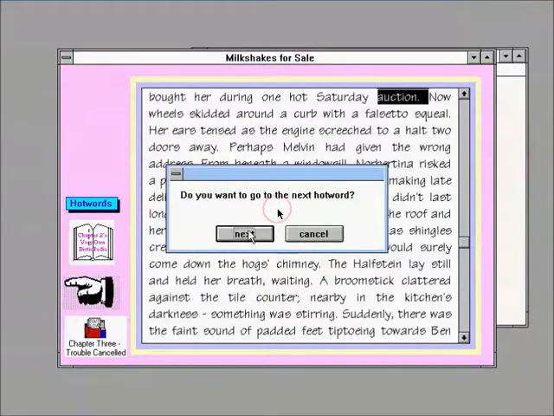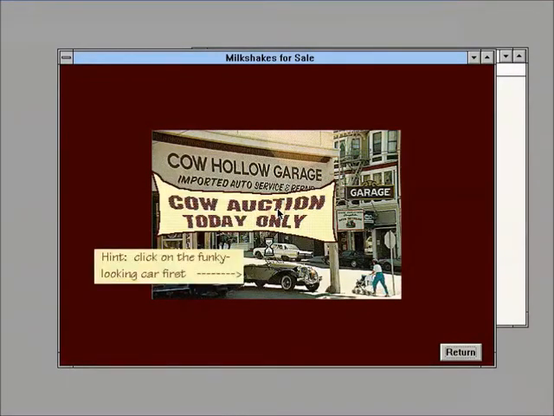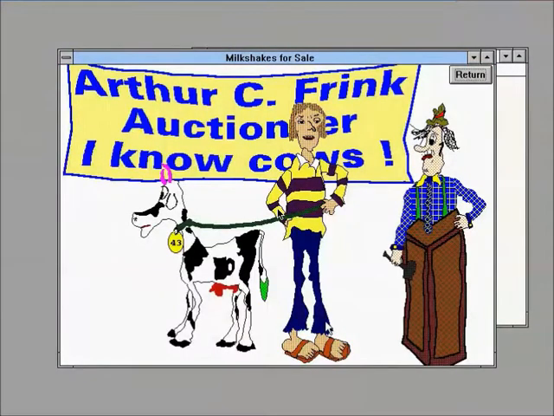Okay, let's see. Auction. Took on the funky car first. Okay. On to see Frank Auctioner.